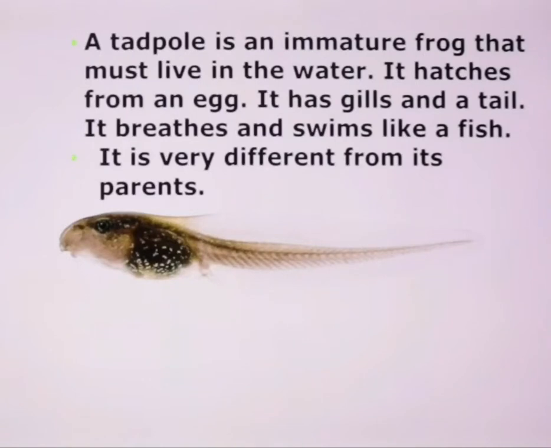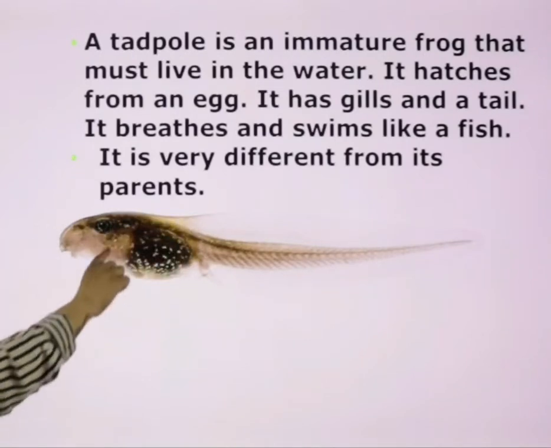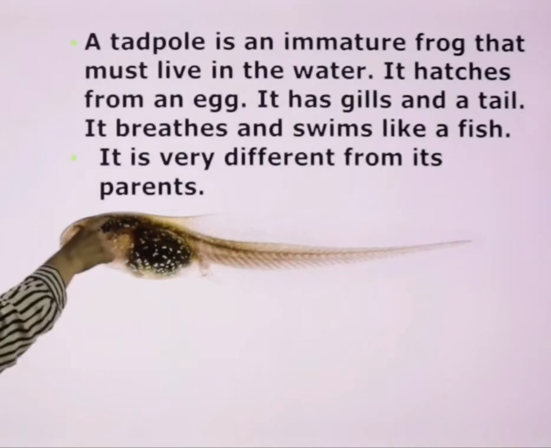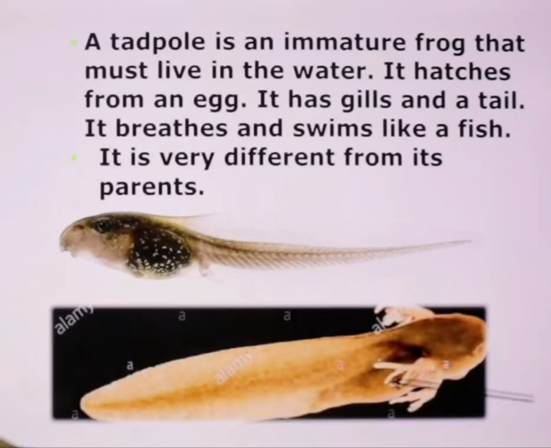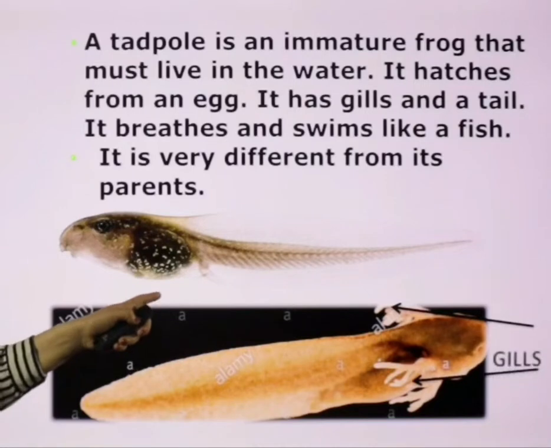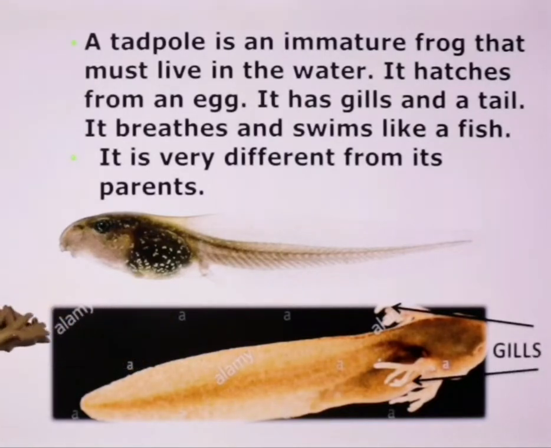These are examples of tadpoles. So this is the tail of the tadpole, and this is the head. And here you can see a semicircle on its head. You'll find that these are the gills of the tadpole. Does it look like a frog? It looks nothing like a frog. This is why we say the life cycle of a frog is a metamorphosis.